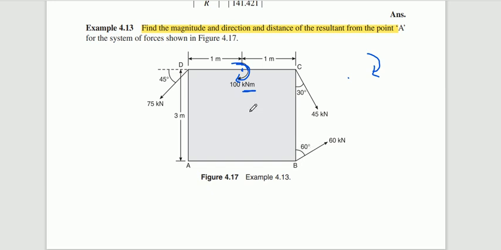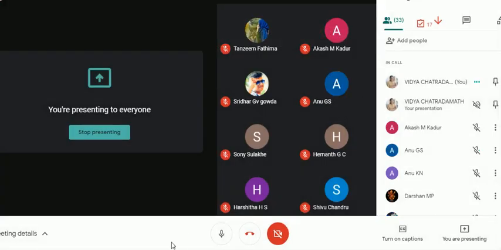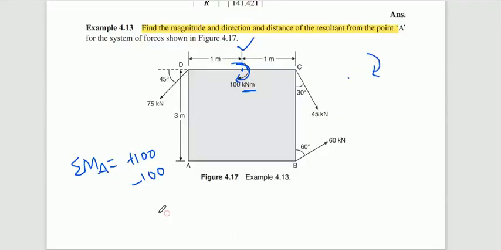While calculating the summation of moment at point A along with the moment due to all the forces, you have to add this extra moment. Adding means you have to consider the sign. If it is positive clockwise, then plus 100. If it is anti-clockwise, then minus 100. So while calculating the summation of moment, you need to consider the given moment: clockwise positive, anti-clockwise negative.